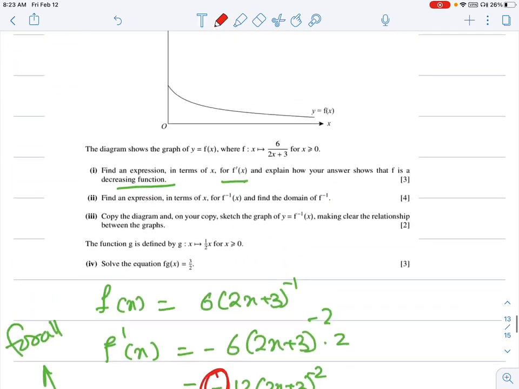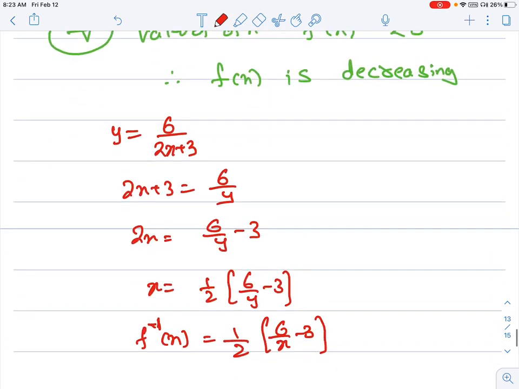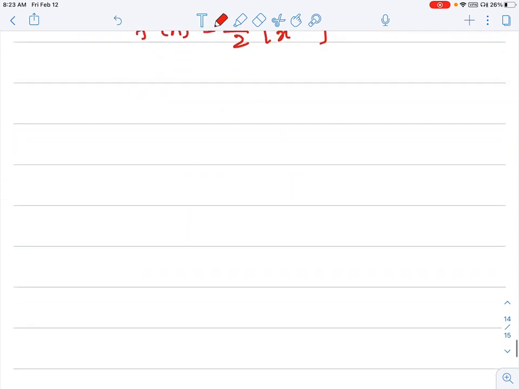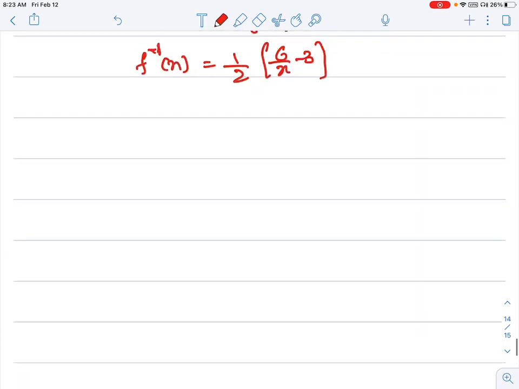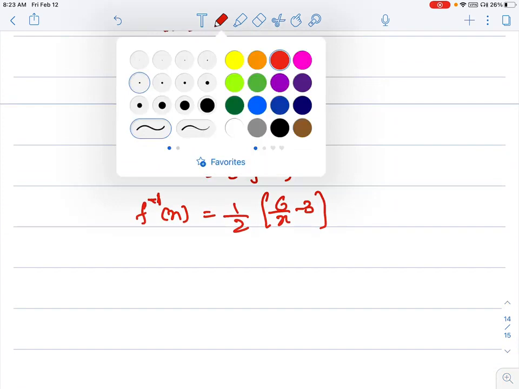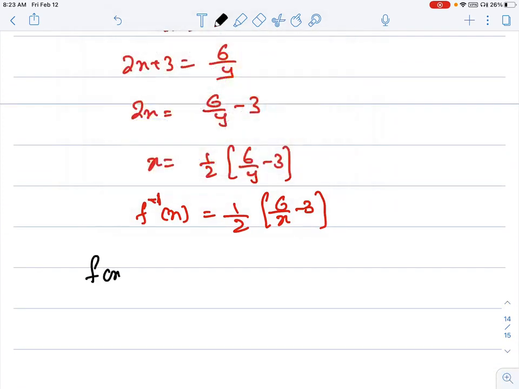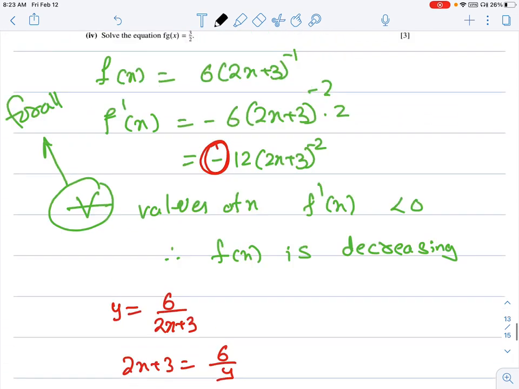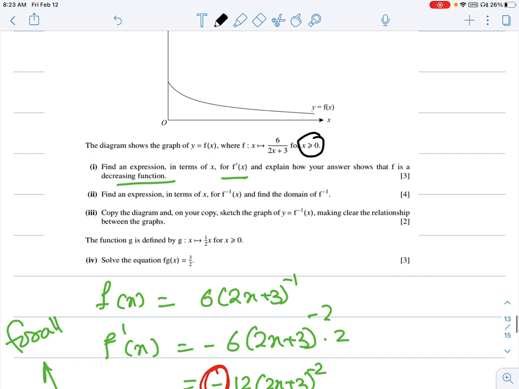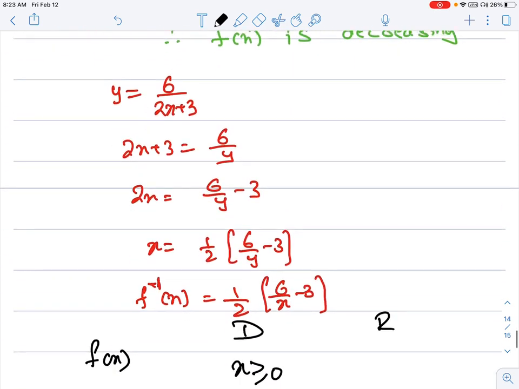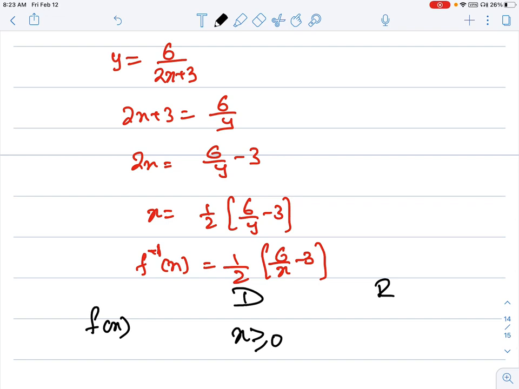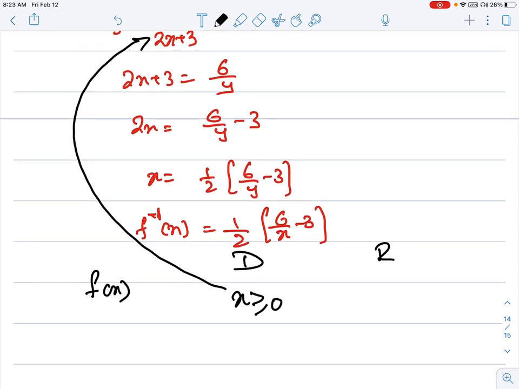Now he is asking to find the domain. So how to do the domain? First I take f of x, its domain and range. The domain was x is greater than or equal to 0, because it is given in the question. X is positive. So in f of x, if I substitute x equal to 0, I get 6 upon 3, which is 2. So y will be less than or equal to 2.